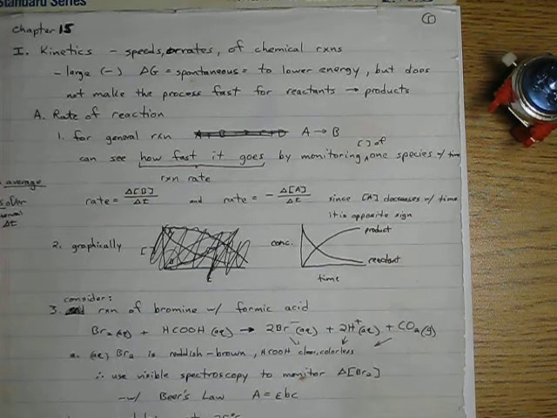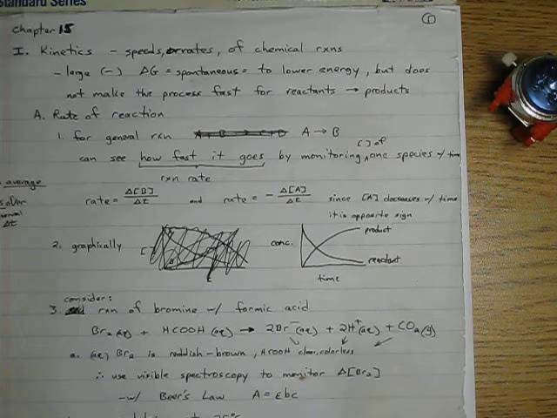The next chapter is the chapter on kinetics. And kinetics is a study of how fast reactions occur. One would call them the speed of the reaction. The best way is to call it the rate of the reaction. How quickly is the reaction going to happen?